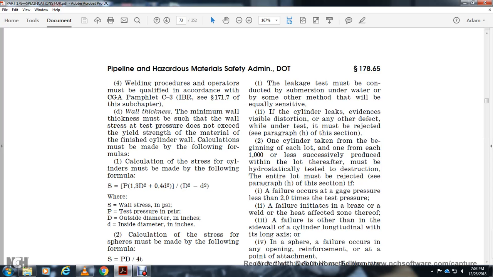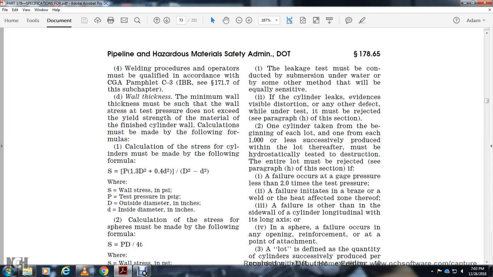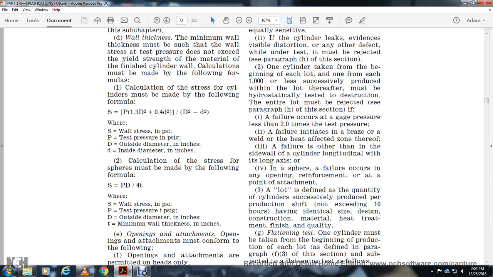The failure curve of the gauge pressure relief is 2 times the test pressure, for a failure initiated at the break, or in the weld or heat affected zone, other than a failure in the side wall, with the cylindrical longitude along the long axis of the sphere, or the opening of the reinforcement at the point of attachment. A lot is the cylinders successfully produced per production shift of 10 hours that have identical size, design, construction material, heat treatment, and finishing quality.